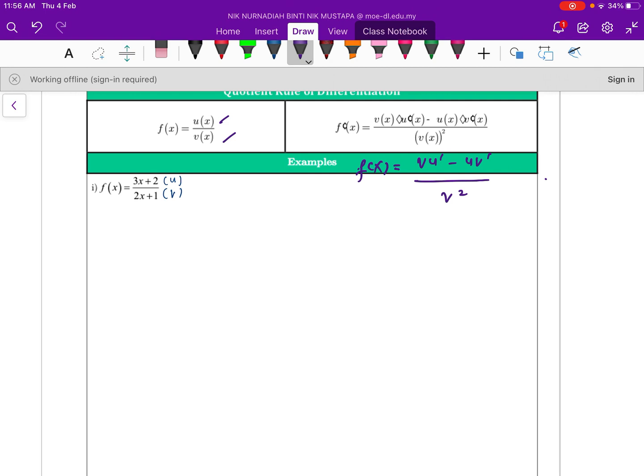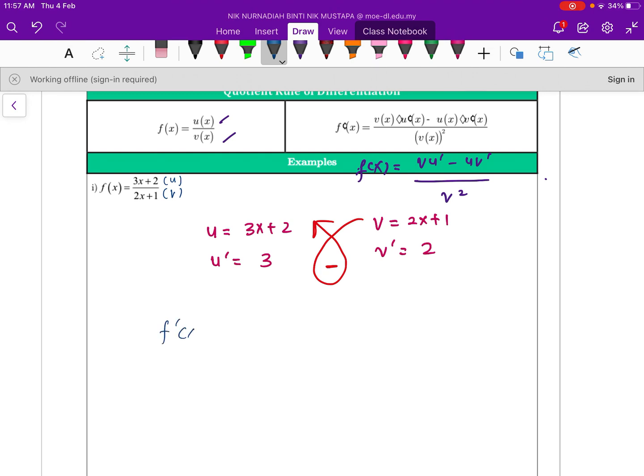So mula-mula sekali kita keluarkanlah dulu apa dia punya U dan apa dia punya V. So U is 3x plus 2, and then the U prime is equal to 3. V is equal to 2x plus 1. V prime is equal to 2. And then from here, we do this. Then negative here. Okay, to avoid careless mistake.